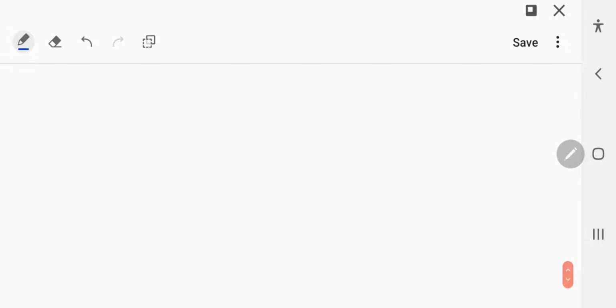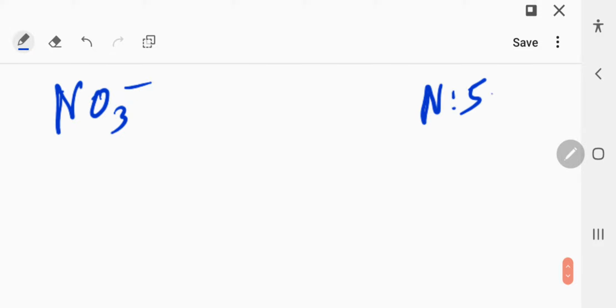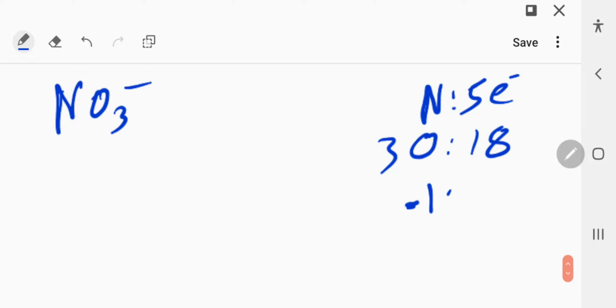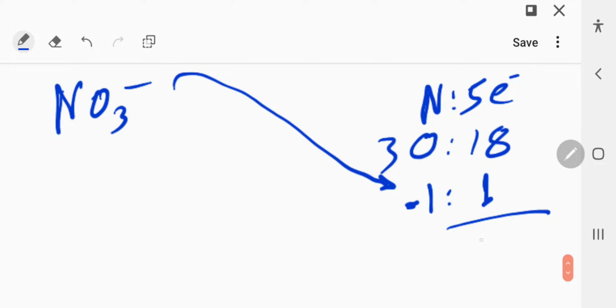Third example, NO3 minus. Start with counting the valence electrons. We have N with 5 electrons and 3 oxygen atoms, 3 times 6, which is 18 electrons. And we have the minus 1 charge here. This charge means that we have an extra electron, so 1 electron. So the total will be 24.